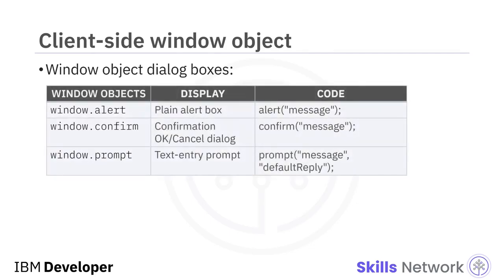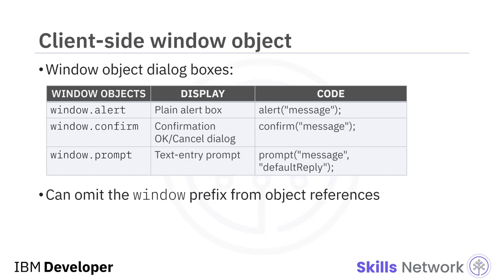The window.alert, window.confirm, and window.prompt dialogues that are used in web pages come from the global window object. You can leave out the window prefix for methods in the DOM API, so the window.alert method can be coded more simply as alert with a message argument.